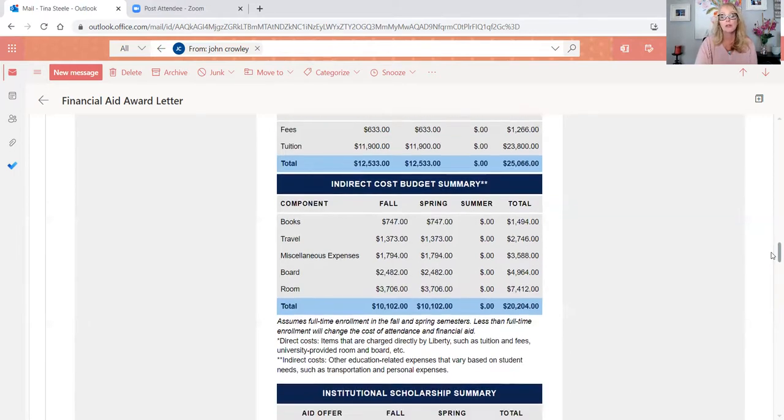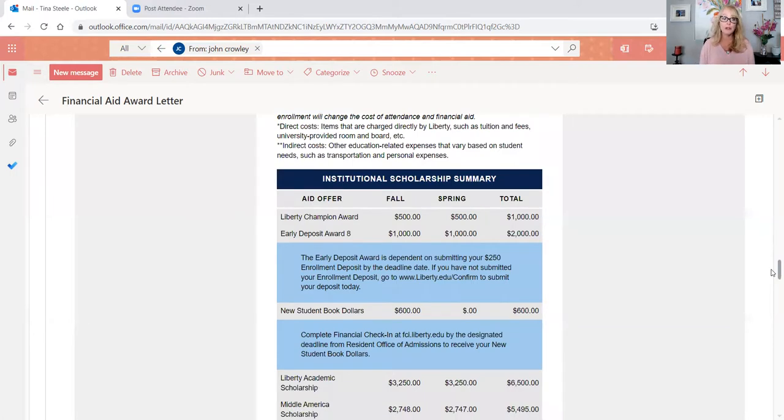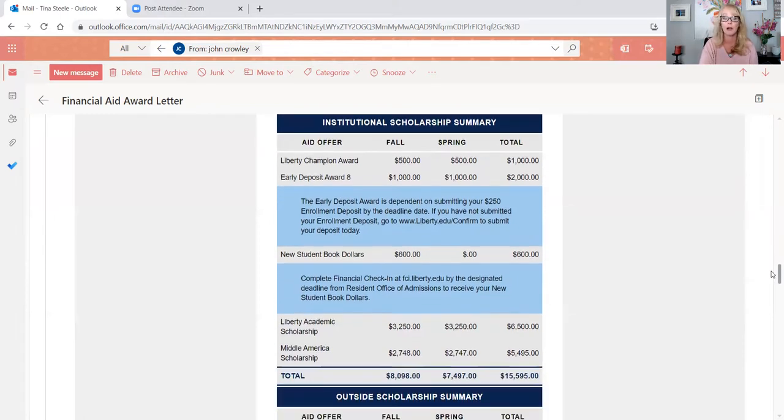So then as you move down into the actual financial aid award, the first thing colleges always do is list institutional scholarship money. So this would be need-based aid, merit-based aid that the student is eligible for. In this particular case, the student was awarded a champion award, and they also received an award for depositing early, which some colleges do offer, which is a nice little note. You might want to check and see if the colleges that your student is applying to offer this. It could be a couple extra $1,000 in your pocket.